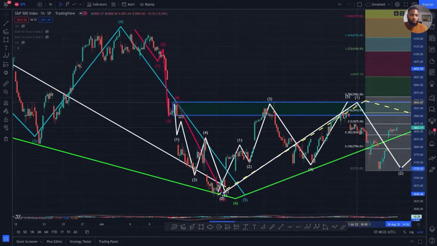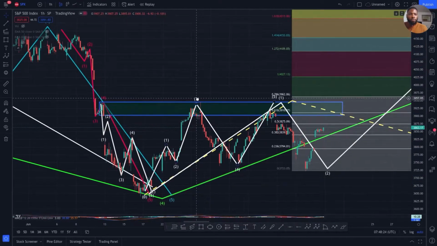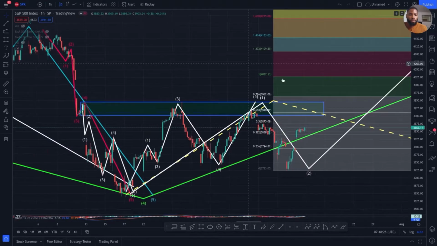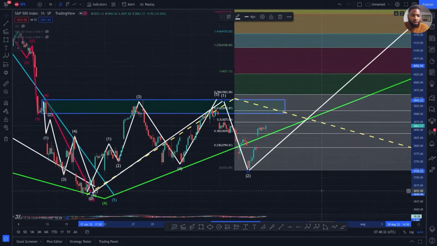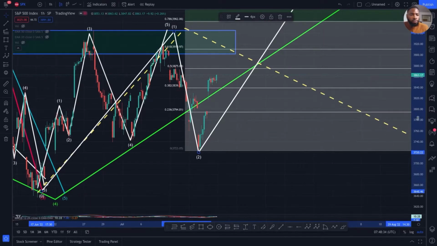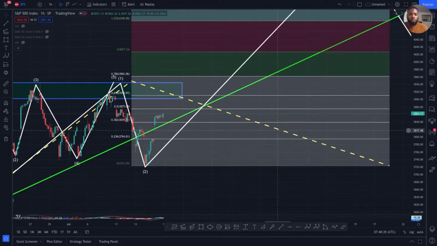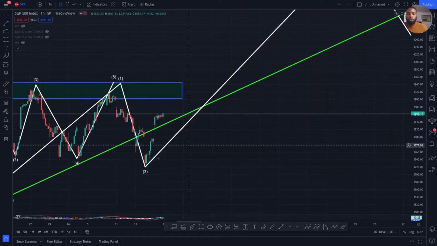Wave 1. So currently we're now on wave 3, which is an upward move. So this is wave 3. So now we're in an upward move. So you can also count the fractals of this.